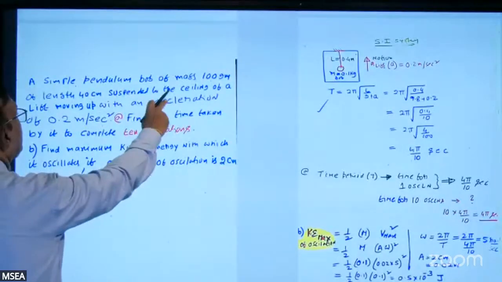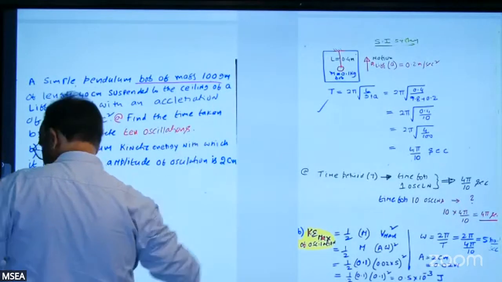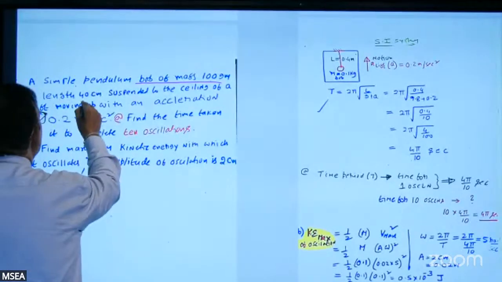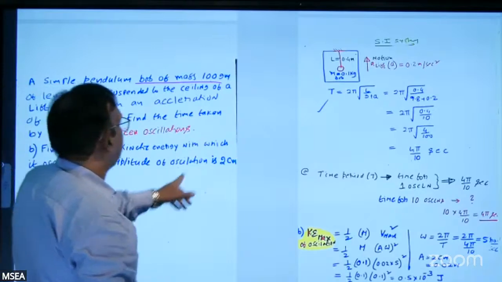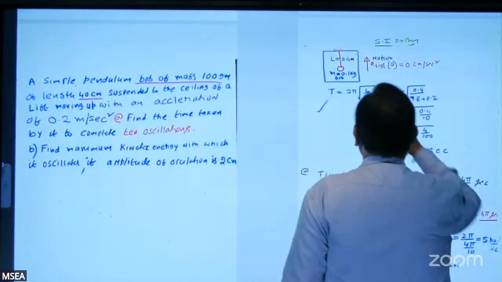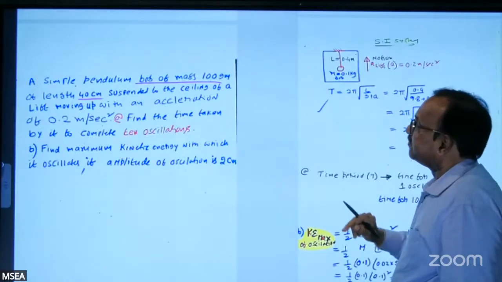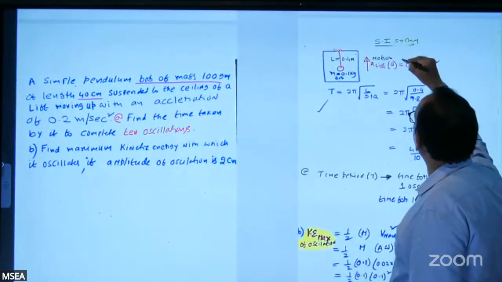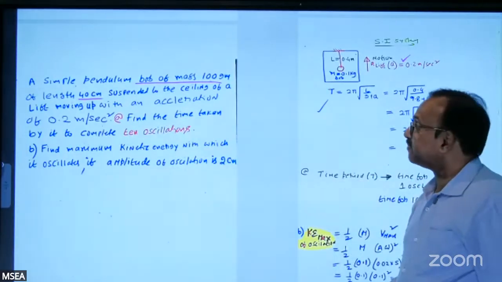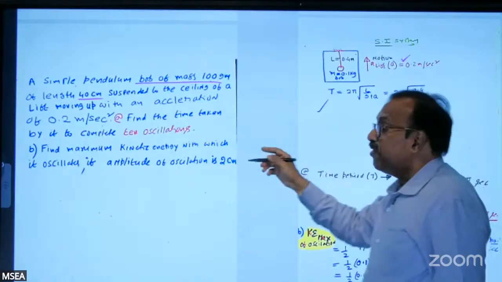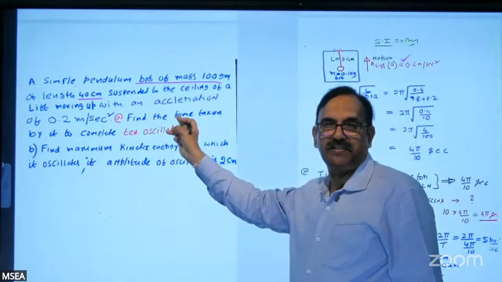A simple pendulum bob of mass 100 grams and length 40 centimeter is suspended to the ceiling of a lift. As you can see, this is a simple pendulum suspended to the ceiling of a lift. And the lift itself is moving up with an acceleration of 0.2 meter per second square. Now I want to know, find the time taken for it to complete 10 oscillations.